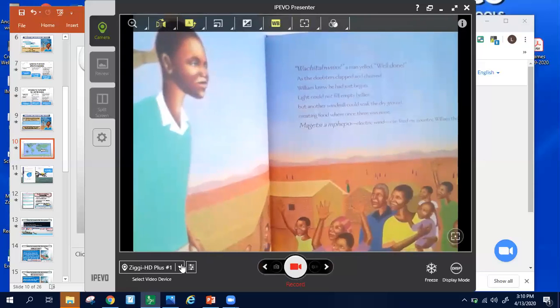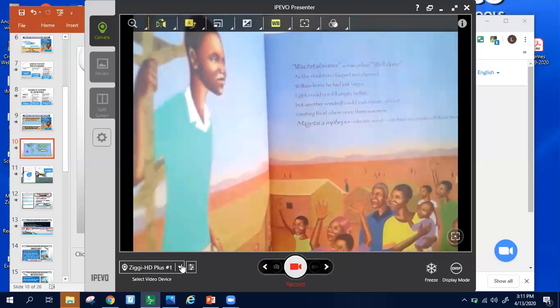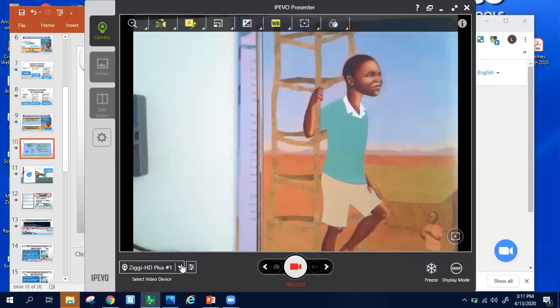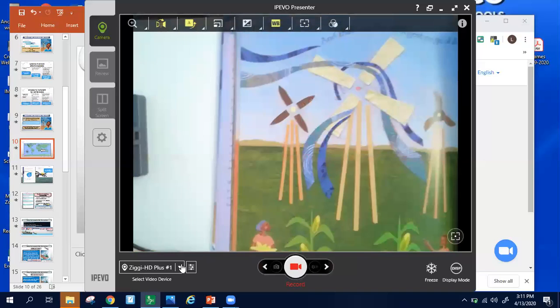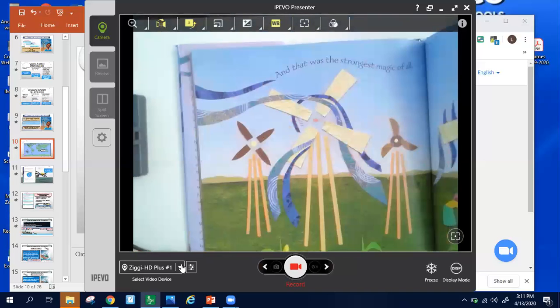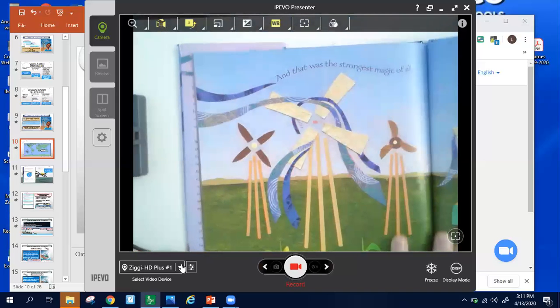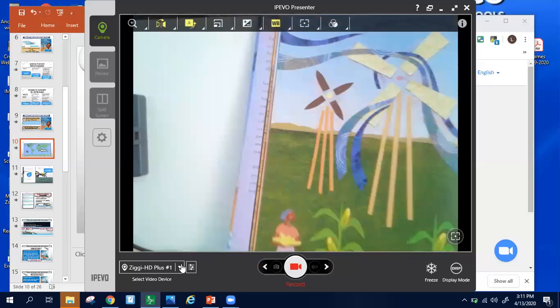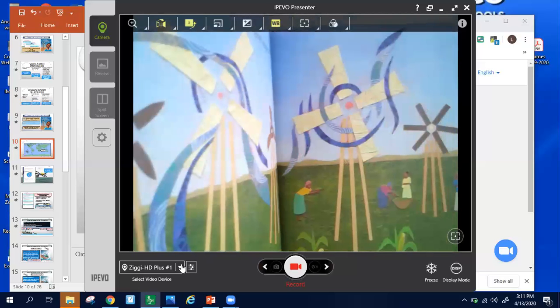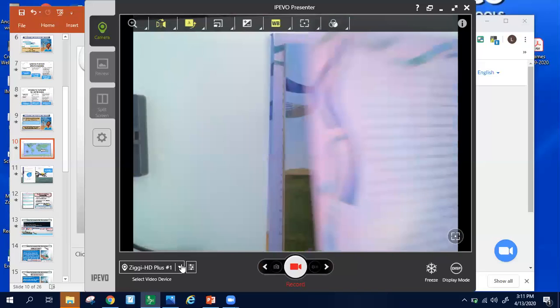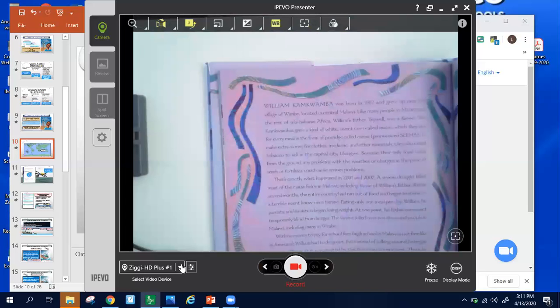"Magetsi Amempho, electric wind, can feed my country," William thought. So he's got his windmill. And here we go. And that was the strongest magic of all. So now they have built all of those windmills to make the water. So here we're going to read this last part here.